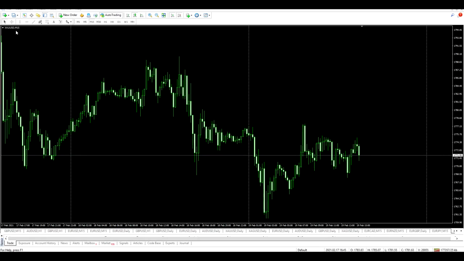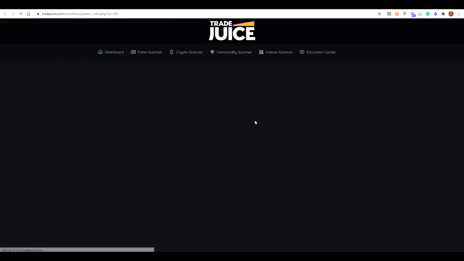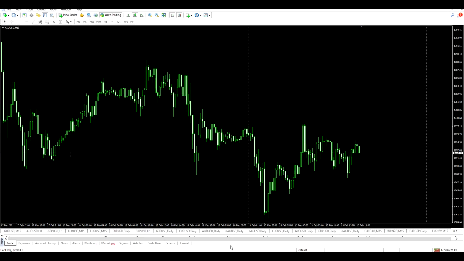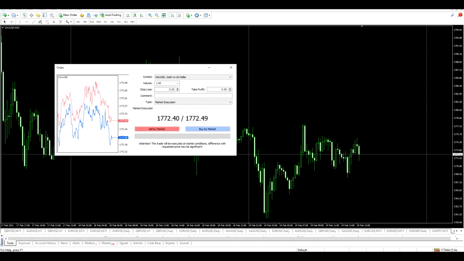Hi guys, I'm on the gold USD 15-minute chart, and the reason I'm on this is because Tradejuice has highlighted this as a potential high probability trade setting up. Now, I do have a chart that I can use for this, and it gives me the entry point, stop loss, and take profit. Now, the entry point, just during the time of doing this recording, is actually just here at the moment. So I'm going to enter this trade, and I'm going to quickly set my take profit and my stop loss.